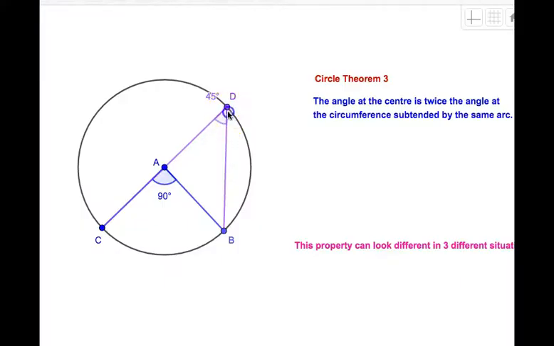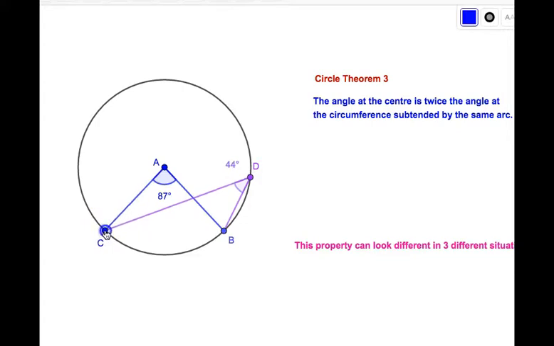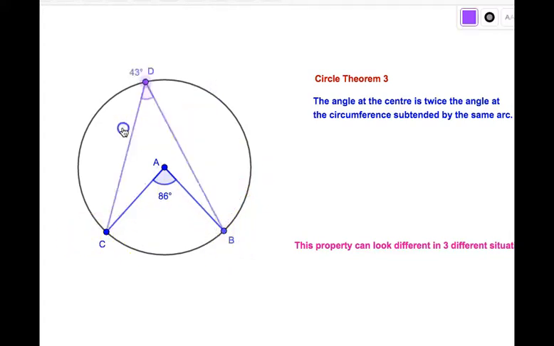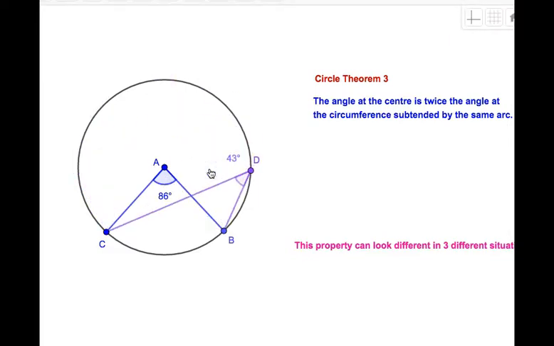It can look like this. Like that. So I can change some sizes. There we go. That's the other case. The angle at the center is twice the angle at the circumference subtended by the same arc. Can you see that? So I could draw it on the side next to it.